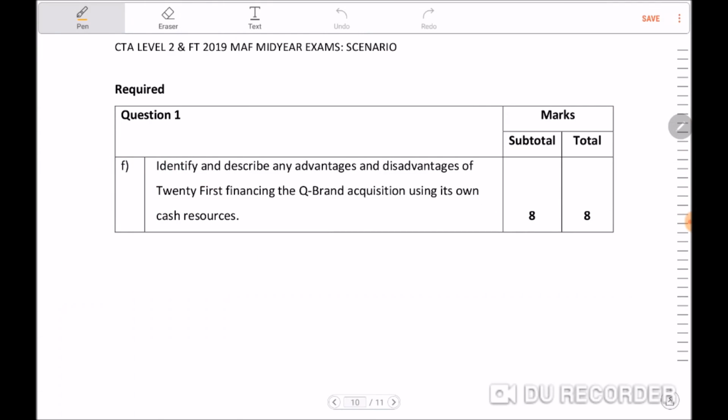Today I'm going to go through the revision of the CTA Level 2 full-time mid-year exams, specifically required F. Required F wanted you to identify and describe any advantages and disadvantages of 21st financing the Q brand acquisition using its own cash resources, giving us a total of 8 marks.